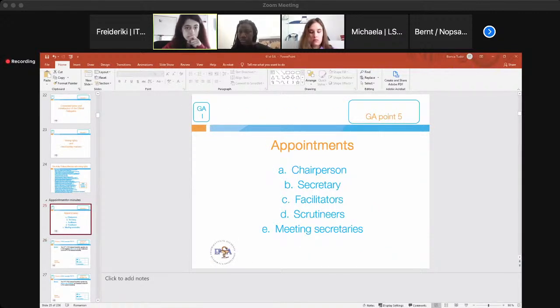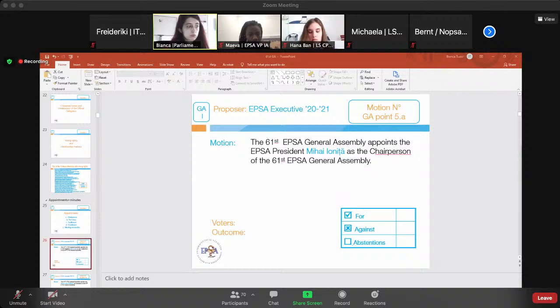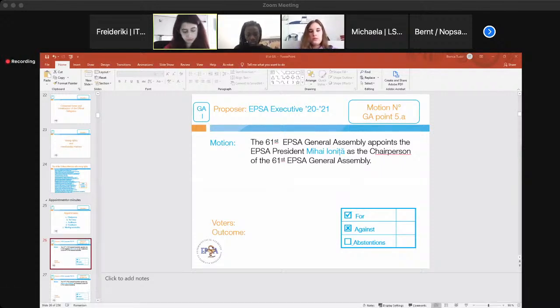First order of the agenda is the chairperson. So then I will proceed to read the motion. The 61st EPSA General Assembly appoints the EPSA President Mihai Aniță as the chairperson of the 61st EPSA General Assembly. I open the floor for discussions. Since I see no points being raised, I close the floor for discussion and we shall proceed to the voting procedure. Please vote for, against, or abstain in the chat.